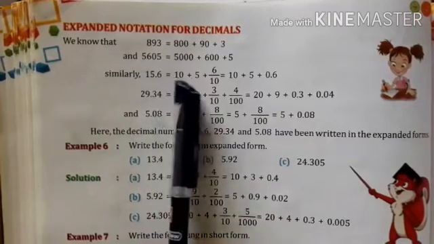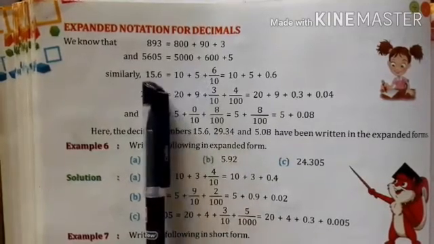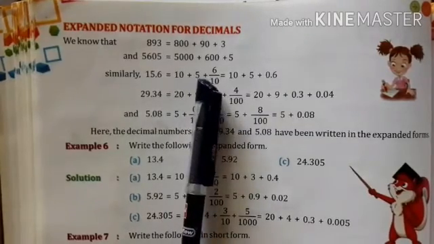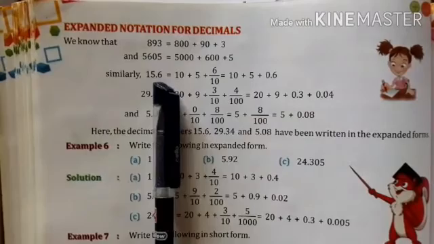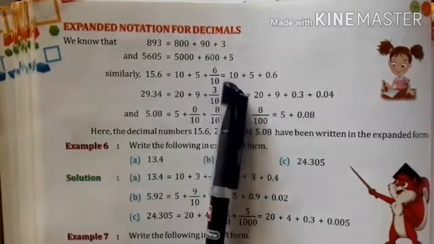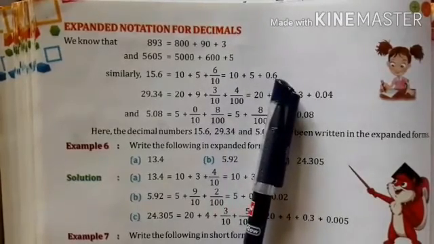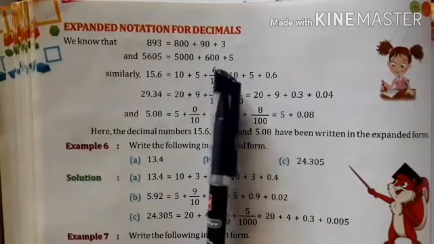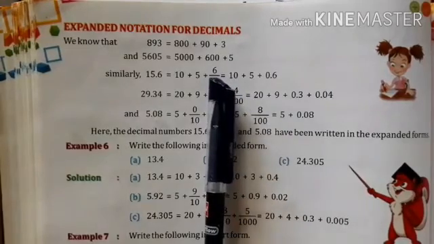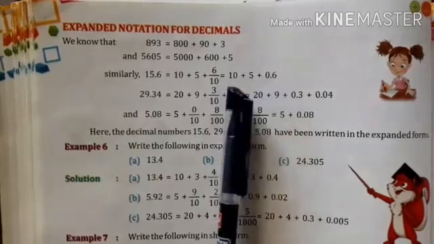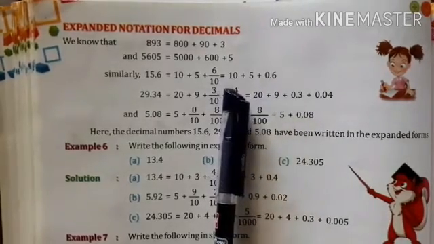15.6 equals 10 plus 5. Here 15 is expanded in this way. 10 plus 5 plus 6 by 10. Here 6 is in the tenths place, right? So 6 by 10 equals 10 plus 5 plus 0.6. So here 6 by 10 is in the fractional form, right? And this fraction is converted into the decimal 0.6. Okay. So this is how we have to expand notation for the decimals.